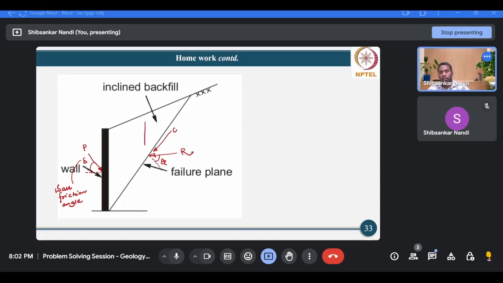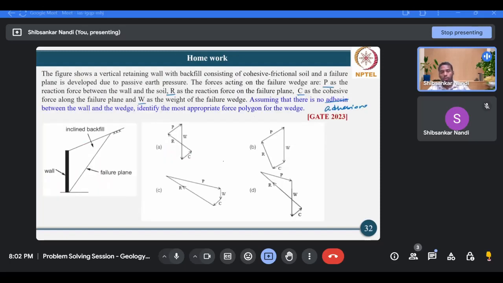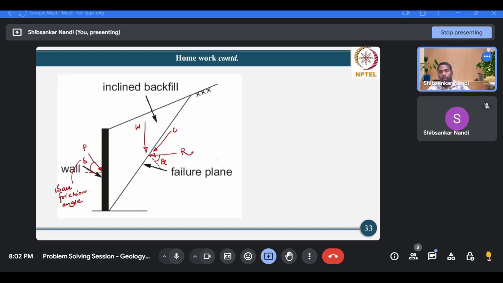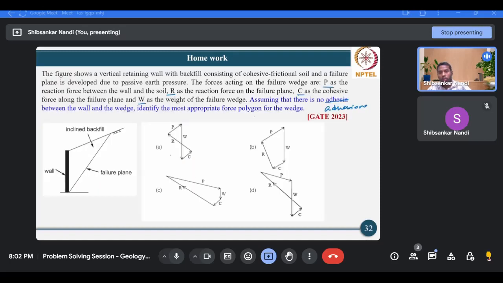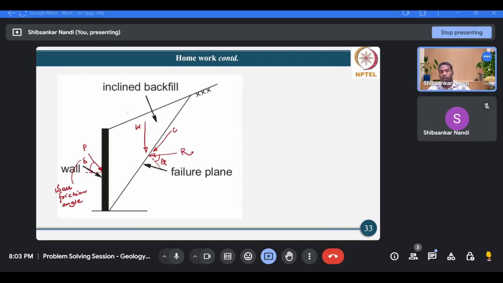Now, considering the direction and magnitude of all these four forces, we can draw a force polygon. Now we have to choose the appropriate force polygon from the given options. As you can see, option C is the most appropriate answer, because in this force polygon all the forces are acting in the right direction as we have already drawn for this failure wedge.